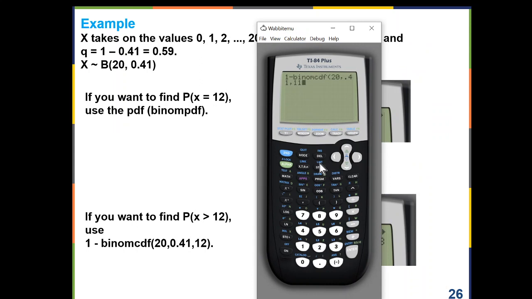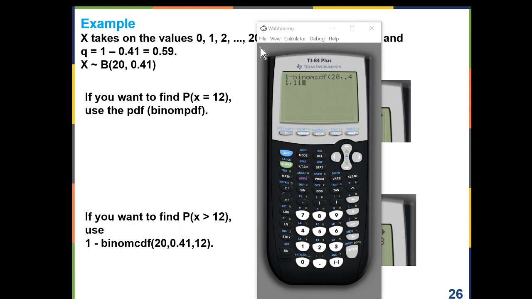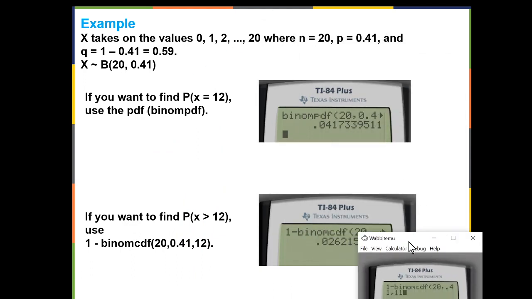Oh, my fault. So if I do probability of x greater than 12, I want 13, 14, and the rest of them. So I want for 12 to be included. Now what I discussed right now, that might have confused you a little bit.